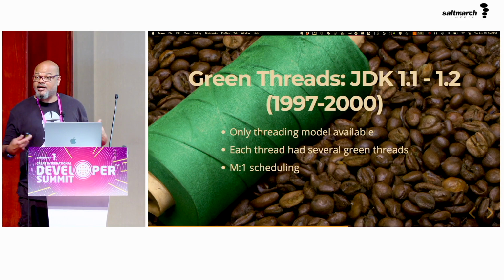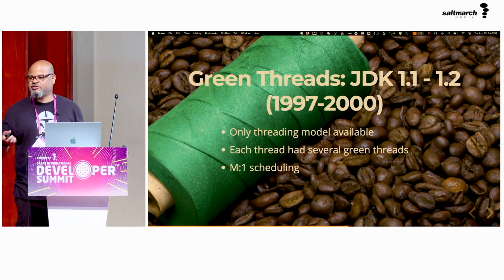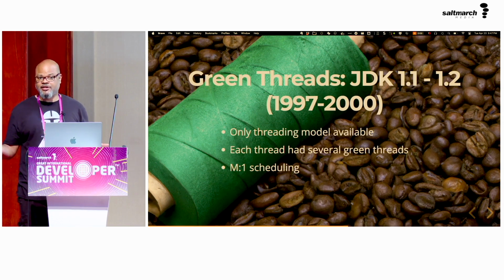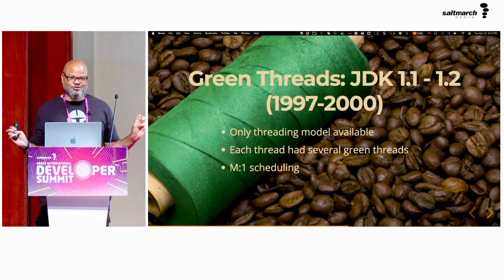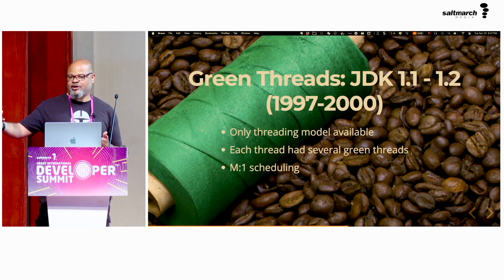And of course, because of that, if you had a thread that was blocked on some I/O, it would block all the processes, because there's only one thread. Even though you had a whole bunch of green threads, there's really only one real thread. So if you blocked something with your green thread, it would block the entire application. So we had green threads back then.